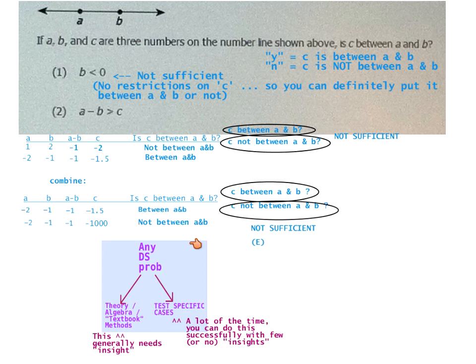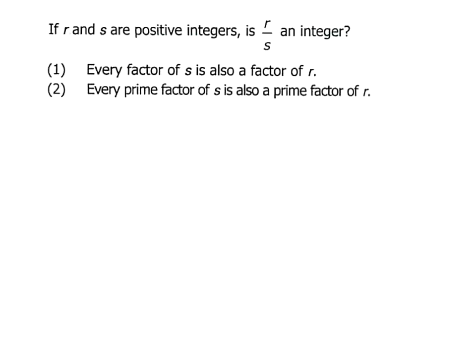So, okay, let's go back to the problem that we were looking at. Let's go back to this problem here. All right, that problem. Okay, let's talk about it. So is R over S an integer? It's another yes/no question. Yes means that R over S is an integer.